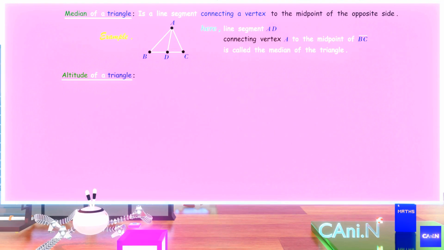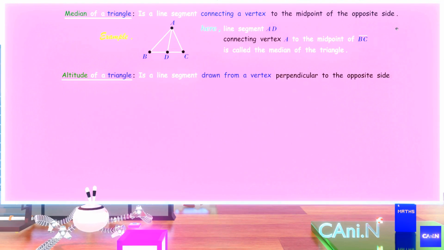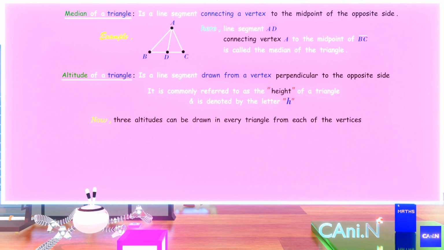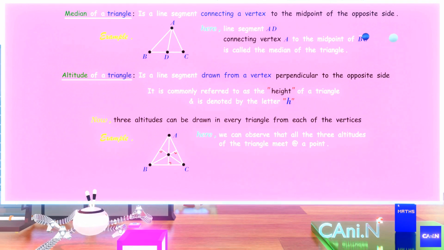Altitude of a triangle is a line segment drawn from a vertex perpendicular to the opposite side. It is commonly referred to as the height of a triangle and is denoted by the letter H. Now, 3 altitudes can be drawn in every triangle from each of the vertices. Example. Here, we can observe that all the 3 altitudes of the triangle meet at a point. This point is known as the orthocenter.